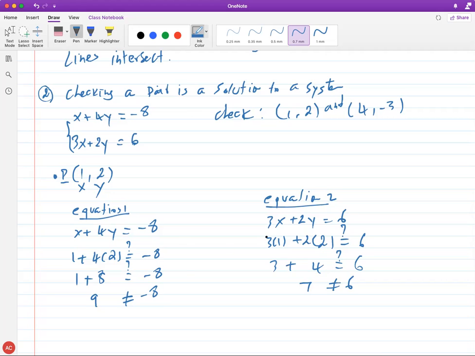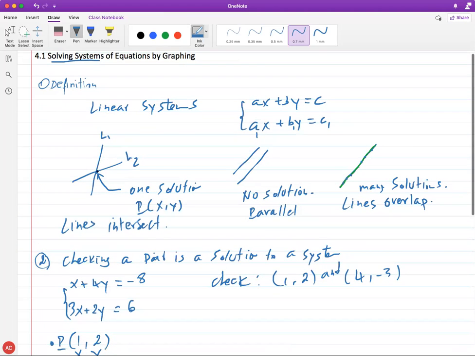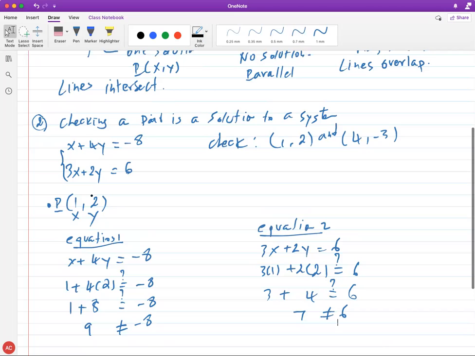As you can see, this point does not satisfy both equations. It does not belong here. It does not belong here. Therefore, these two lines don't meet, at least not at this point here. This is not a solution to the system. In other words, the lines do not meet at this point here. So not a solution. This one, not.